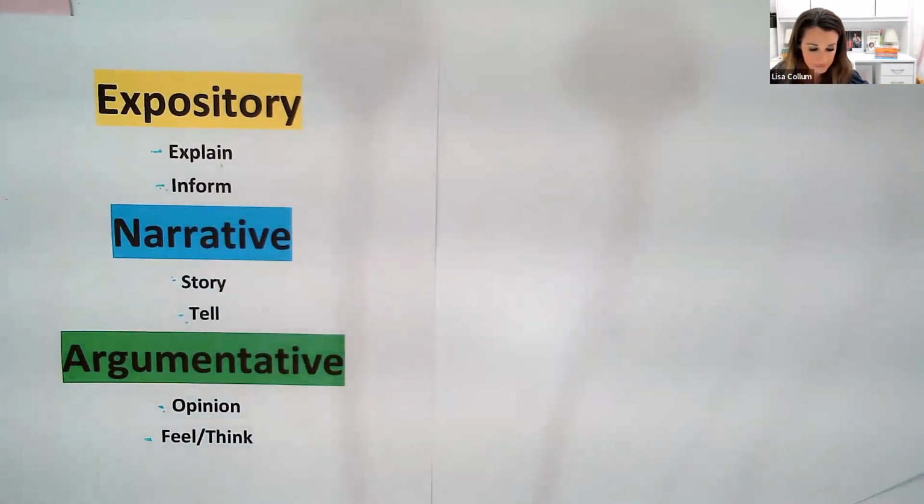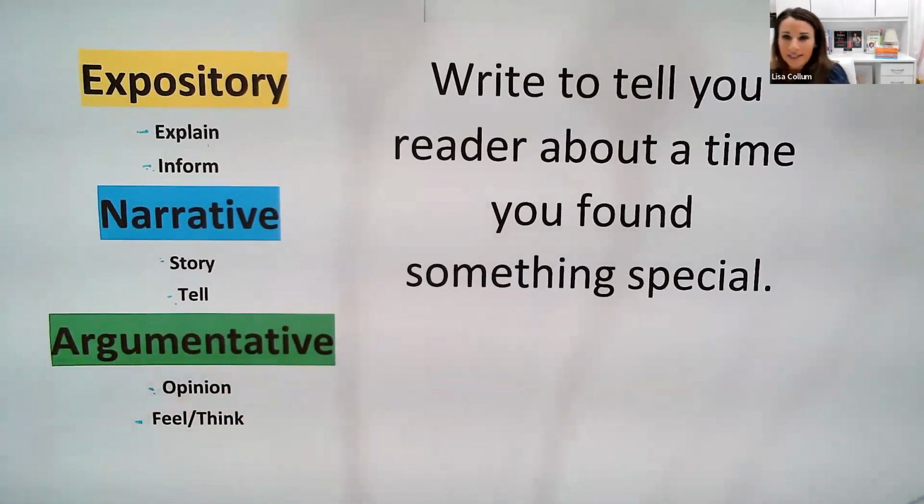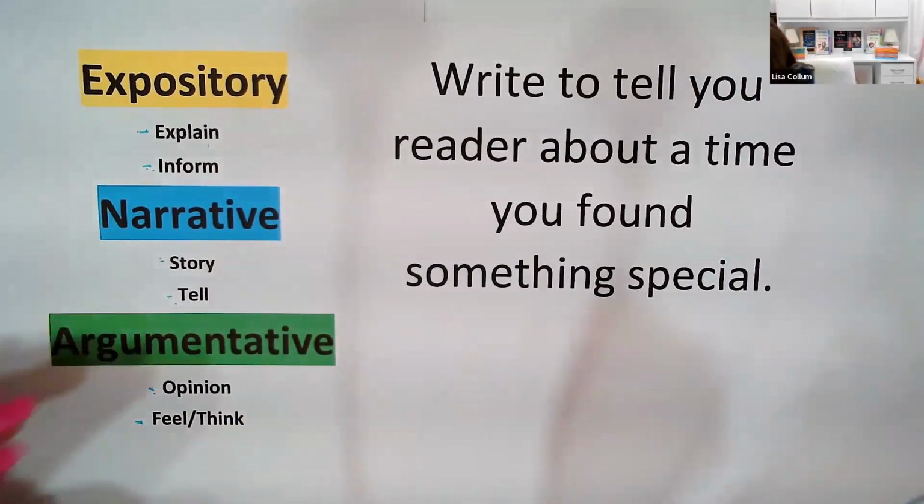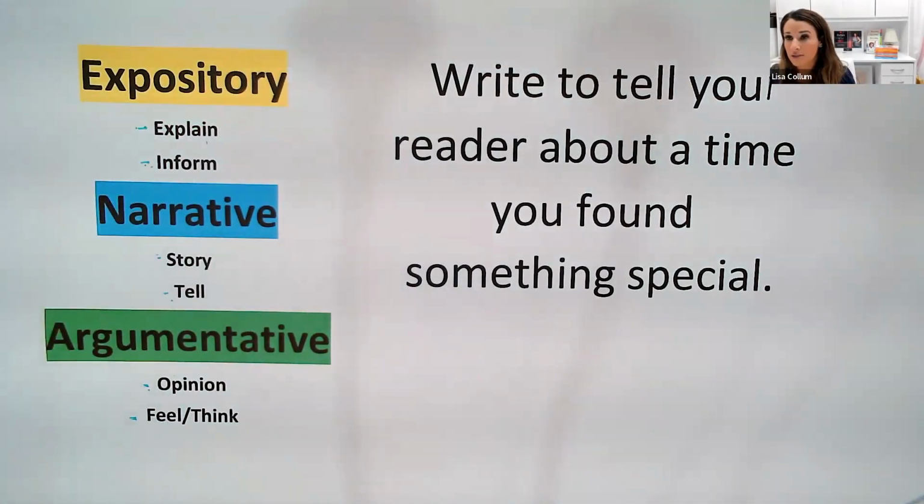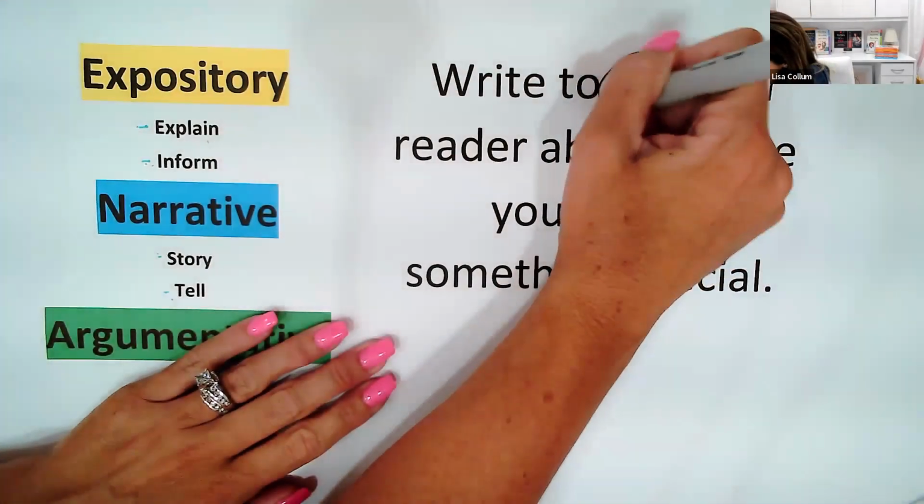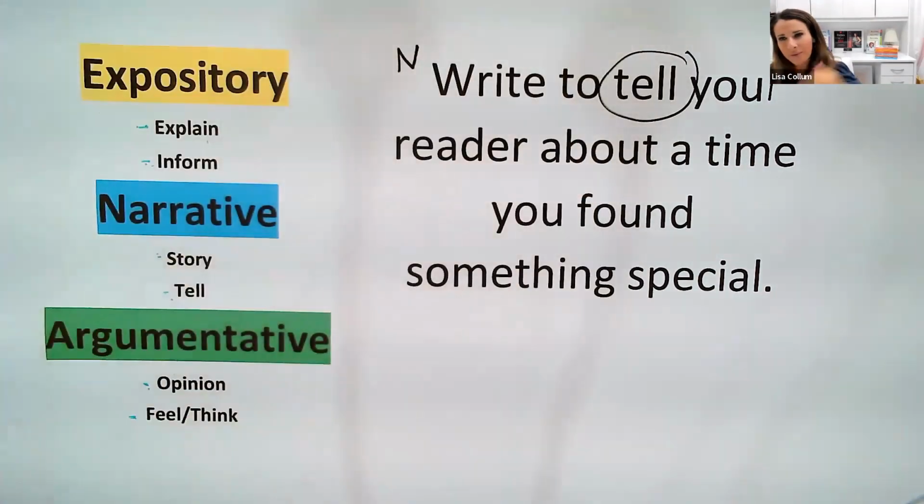All right. One more in our practice round. Write to tell, should be an R there, right? To tell your reader about a time you found something special. Write to tell your reader about a time you found something special. 5, 4, 3, 2, 1. The key word is tell. Okay, which means I'm writing a narrative. So I'm going to put an N. Okay, see how easy this is?